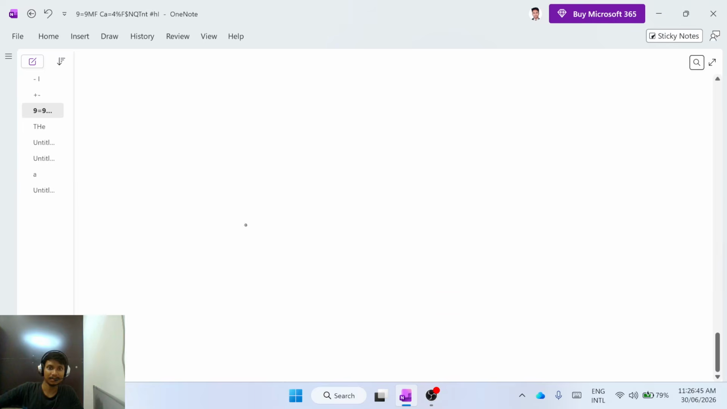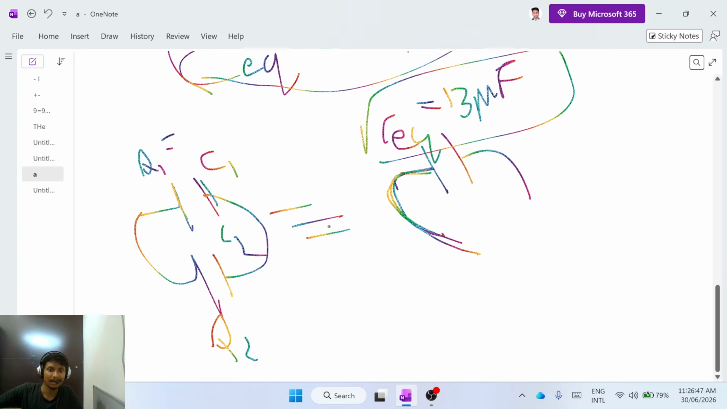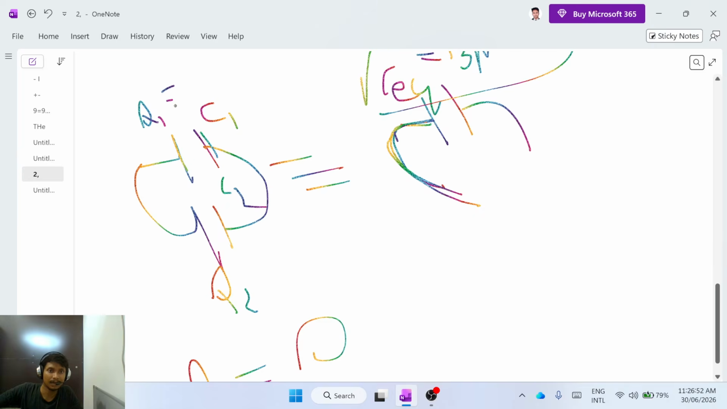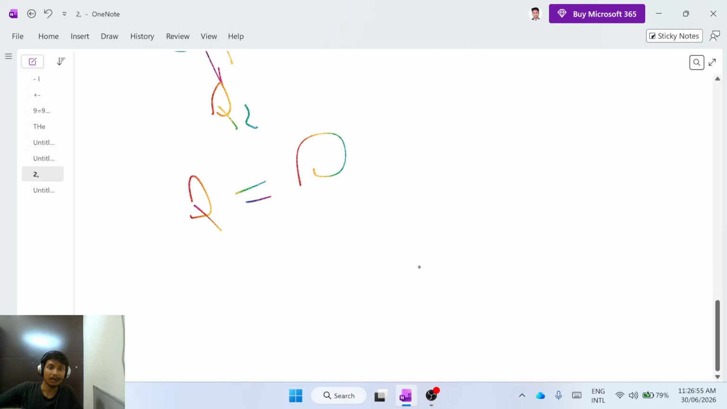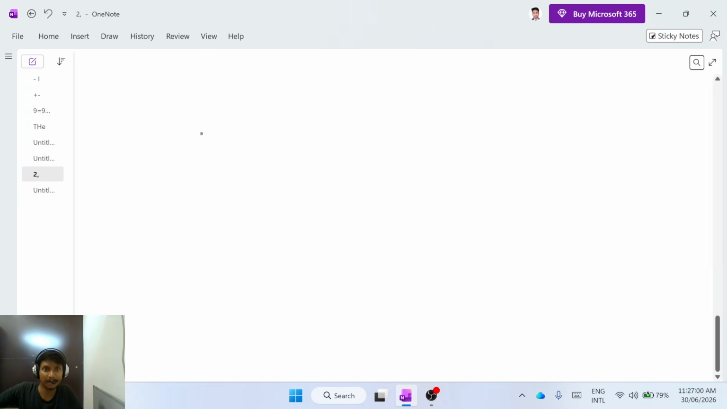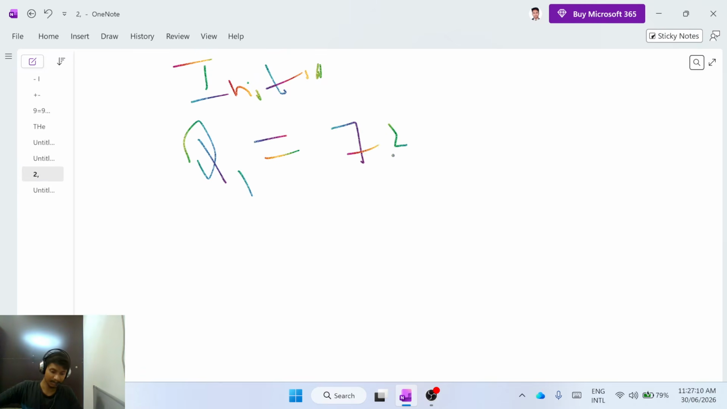We already discussed this. Q1 is equal to... no, in the initial stage, Q1 is equal to... don't confuse here. In the initial stage, or in series connection, we already discussed that Q1 is equal to 72 microfarad. Yes, 72 microfarad.